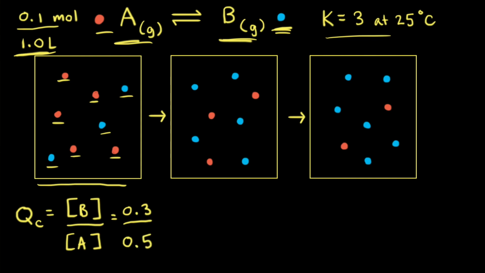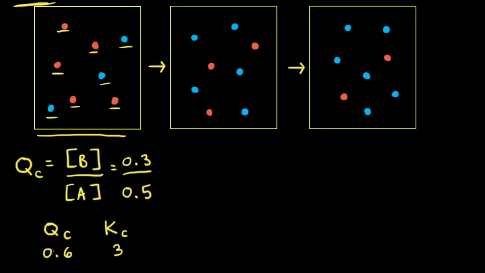Notice that we could have just counted the number of particles, 3 blues and 5 reds, and just done 3 divided by 5, and gotten the same value for the reaction quotient Q. So Qc is equal to 3/5 or 0.6, and Kc, remember, was equal to 3. So Q is not equal to K.